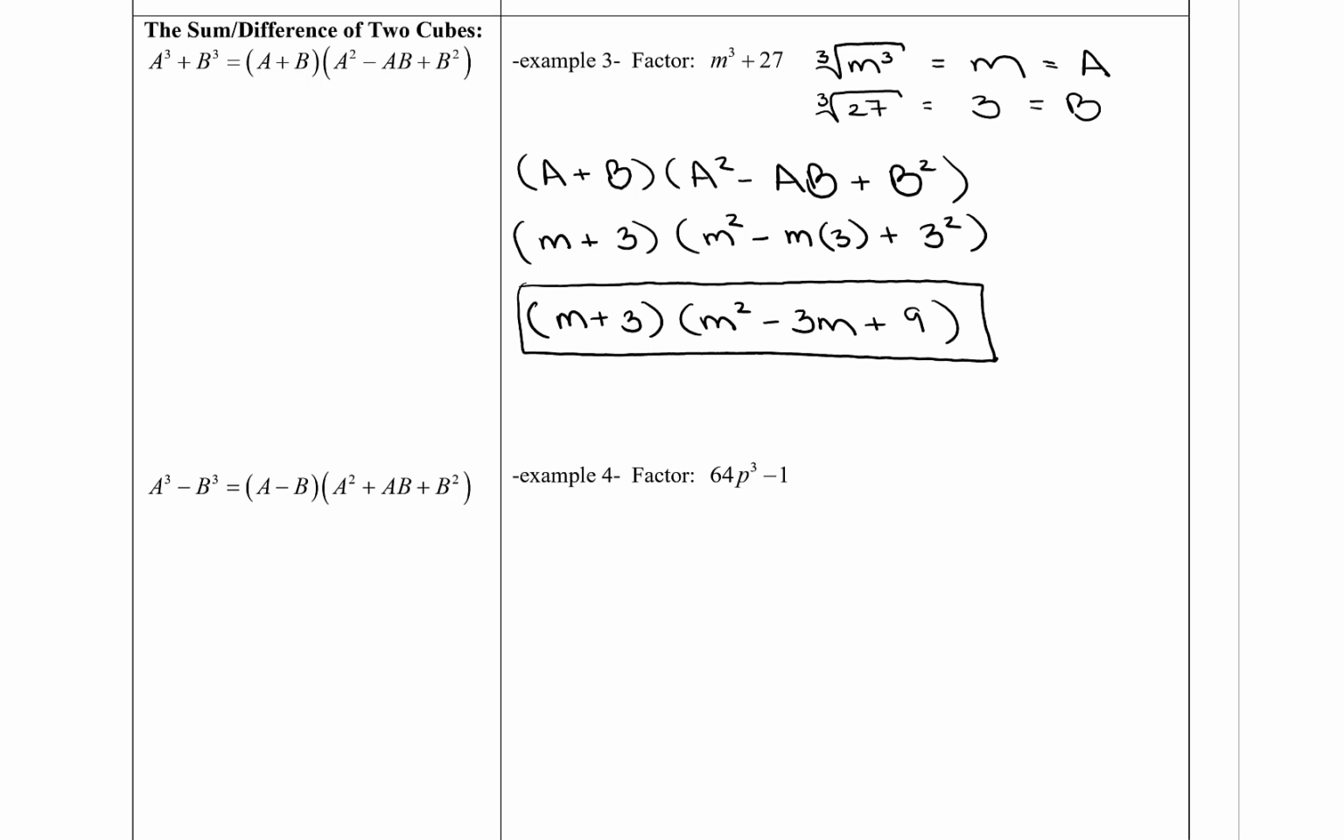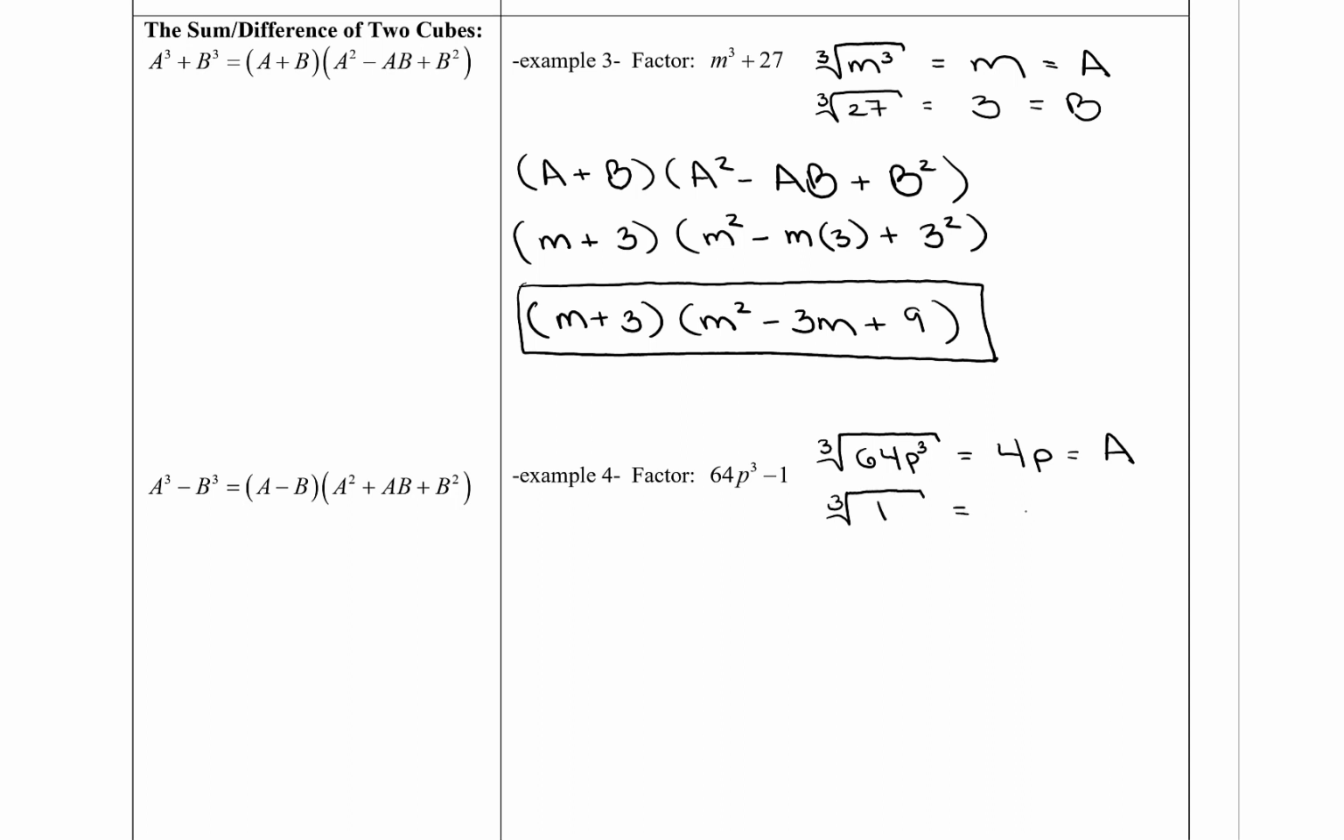Example 4 says factor 64p cubed plus 1. First, we actually need to make sure that these are actually two cubes that we're subtracting. So the cube root of 64p cubed is equal to 4p. So that's going to be equal to my a. And then the cube root of 1 is just going to be equal to 1. And that's going to represent my b.